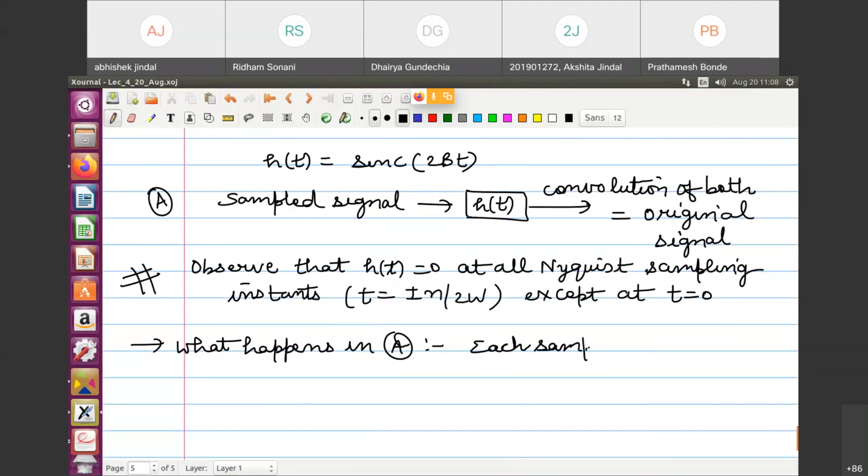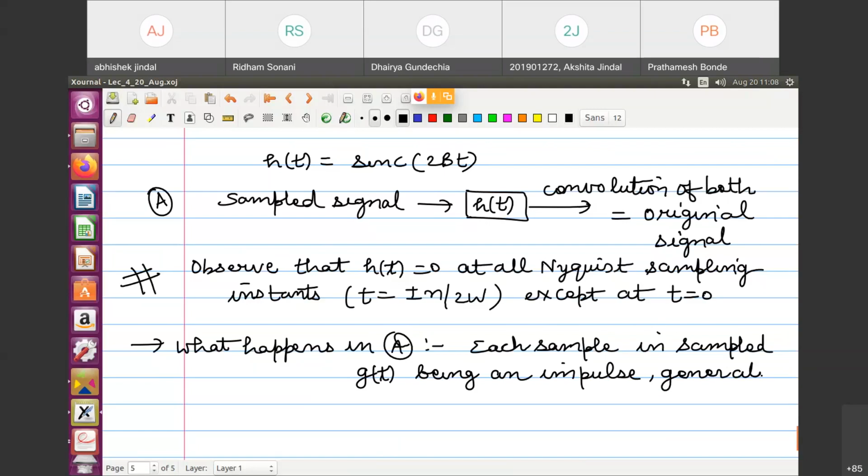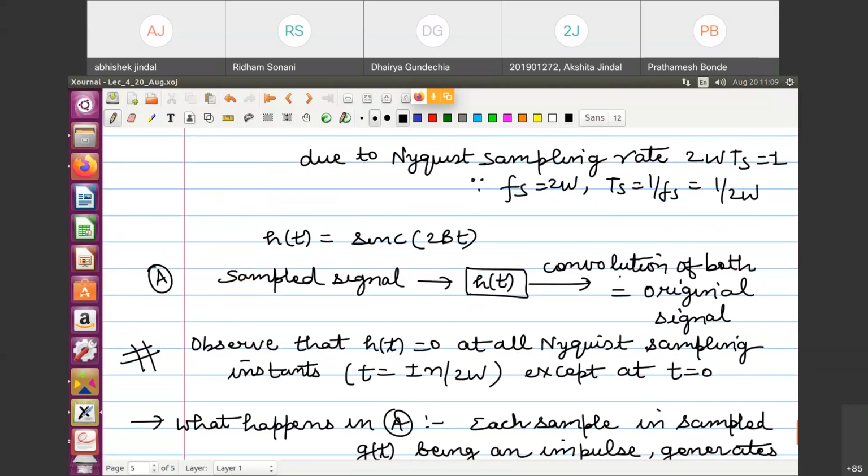So each sample in the sampled g(t), being an impulse, generates a sinc pulse. Now, why does it generate a sinc pulse? See, h(t) is nothing but the impulse response. It means if you apply an impulse signal at the input, the output should be h(t).